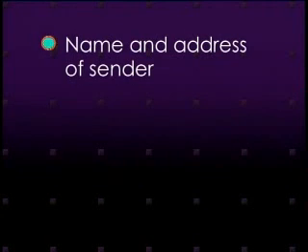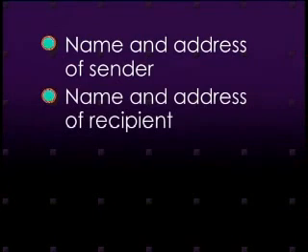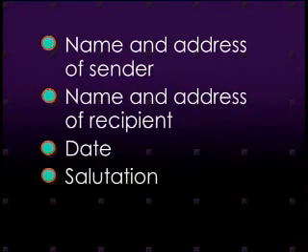Let's start by looking at the correct format of writing a formal letter. A formal or official letter is one we would write to a government department, to a company, or an organization. For such a letter, we must include the following points. Number 1. Name and address of the sender, that is the person who is writing the letter. Number 2. Name and address of the recipient, that is the person who is receiving the letter. Number 3. The date. Number 4. The salutation. And number 5, the title.